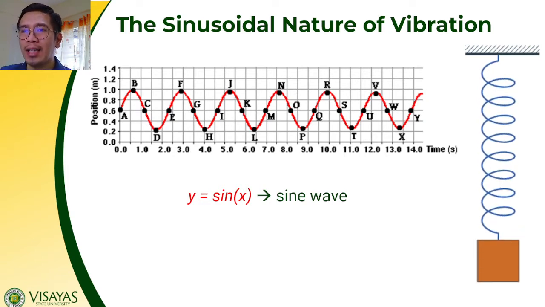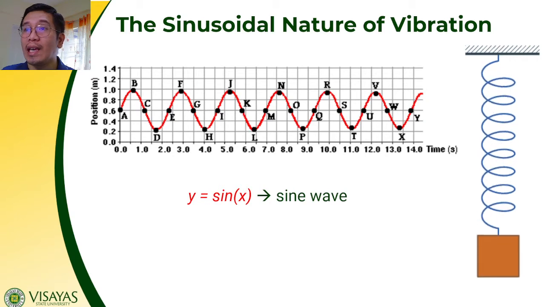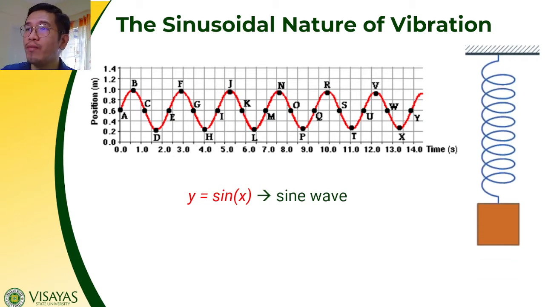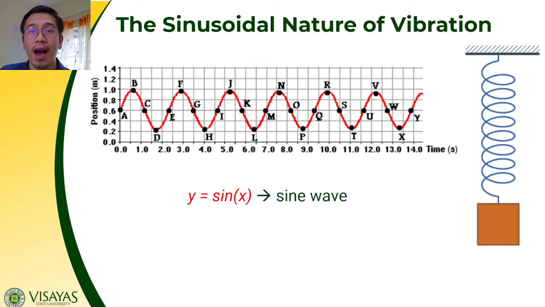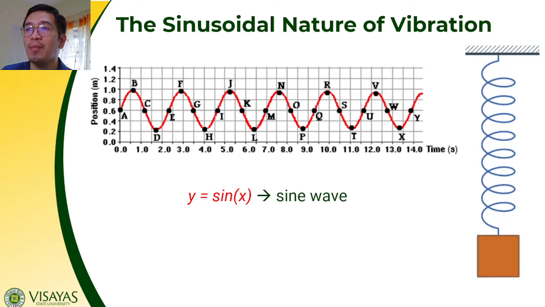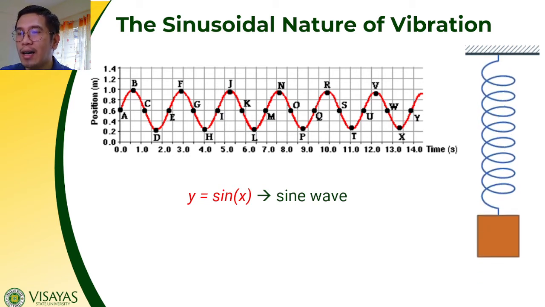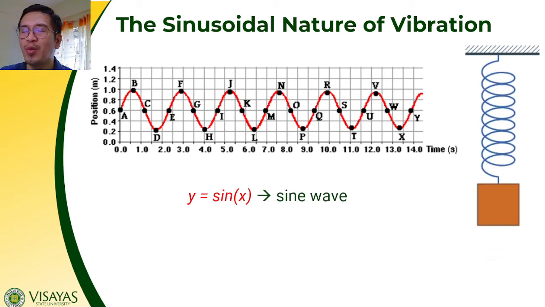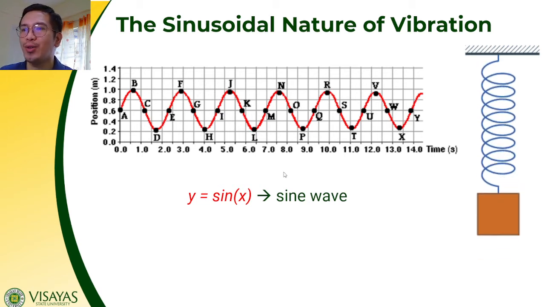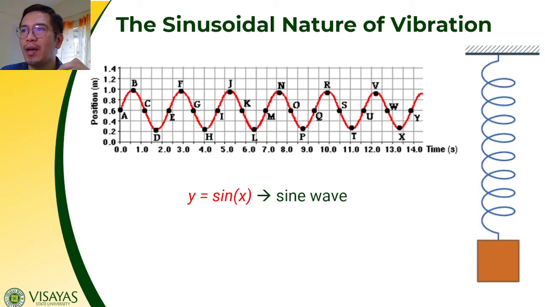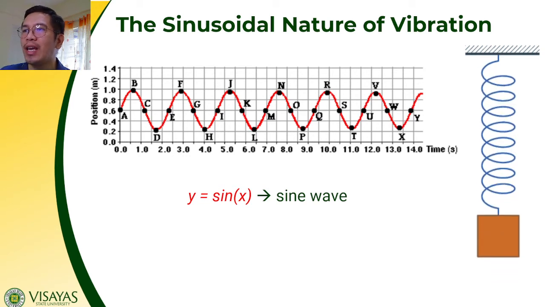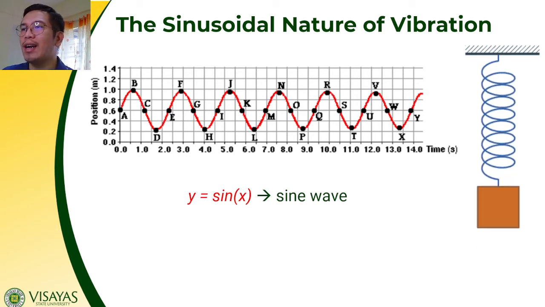One obvious characteristic of the graph has to do with its shape. I believe most of you have encountered this shape from your experiences in Calculus 1. The graph has the shape of a sine wave. That's why it is called sinusoidal, and that's why the vibration has a sinusoidal nature. If we plot the equation y equals sine x on a graphing calculator, a graph with the same shape would be created.